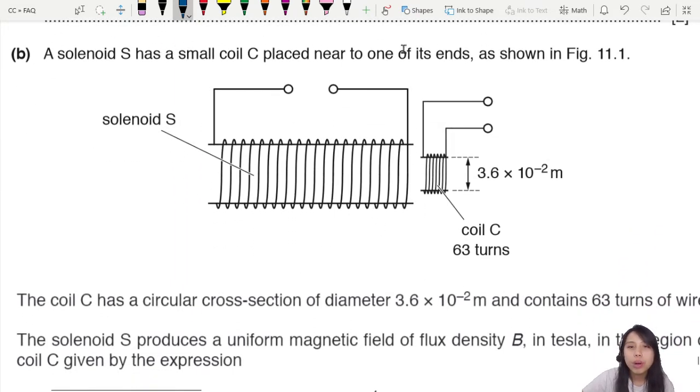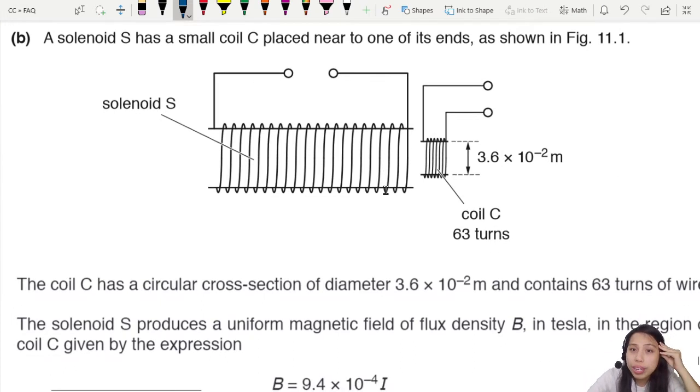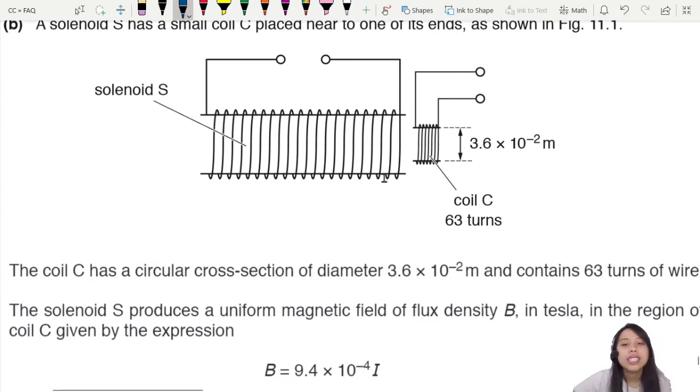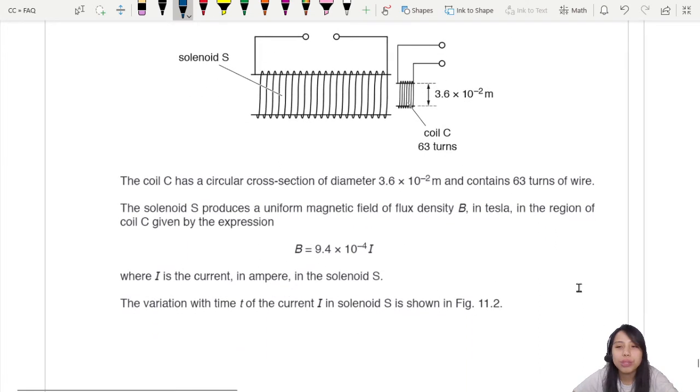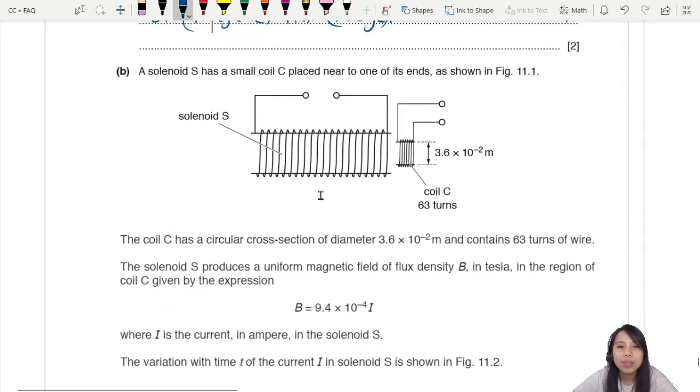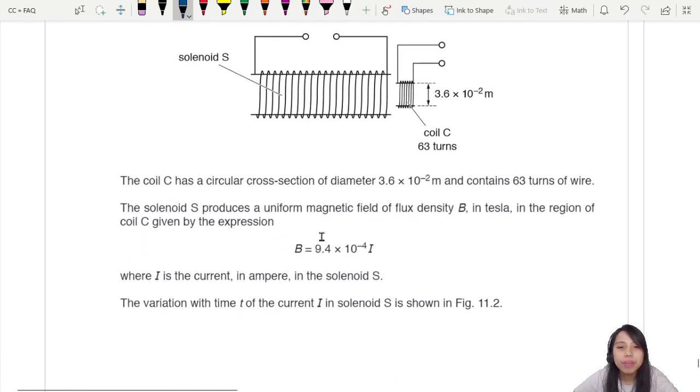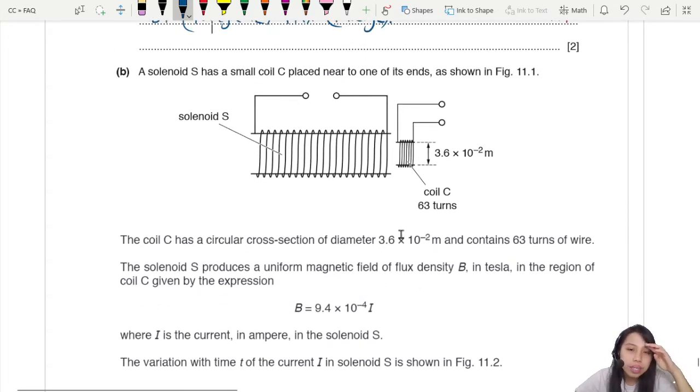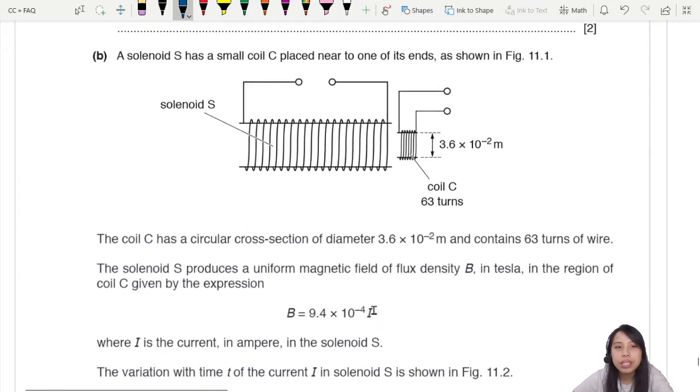Alright, let's see. So we have a solenoid, a small coil, and one on the end. So this thing is what we call a solenoid. You wind round and round and round, and you have a tiny little coil also here. Why two coils? When there are two coils, one creates the changing field, the other one experiences the changing field and has an induced EMF or current, or both. So it tells a bunch of information. The coil has a cross-section diameter, 63 turns of wire. That's a lot. I guess the diagram is not to scale, so we can't really see the 63 turns inside here. But anyway, the solenoid produces a magnetic field in the region of coil C. So very nicely, they gave us the equation here.